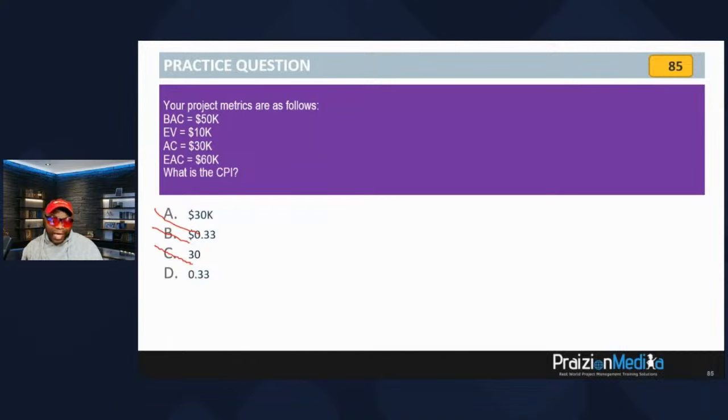So just by eyeballing it and using common sense, you should be able to deduce that the best answer is D. But if you are going to apply the metrics, earned value divided by actual cost, that will give you 0.33. So there are many ways around these questions on the exam.